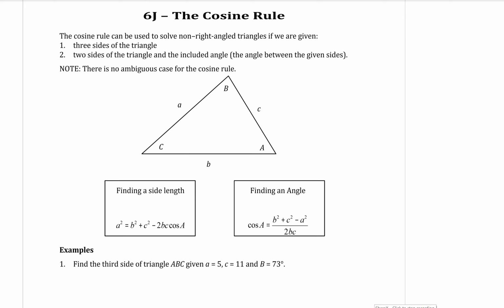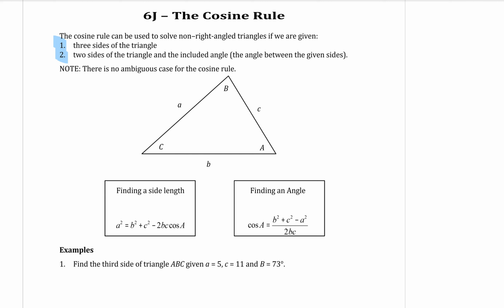Today we are looking at the cosine rule. The cosine rule is used for non-right angled triangles when you are given all three sides of the triangle and you would like to find one of the angles, or you are given two sides and the included angle, or the angle between those two sides.